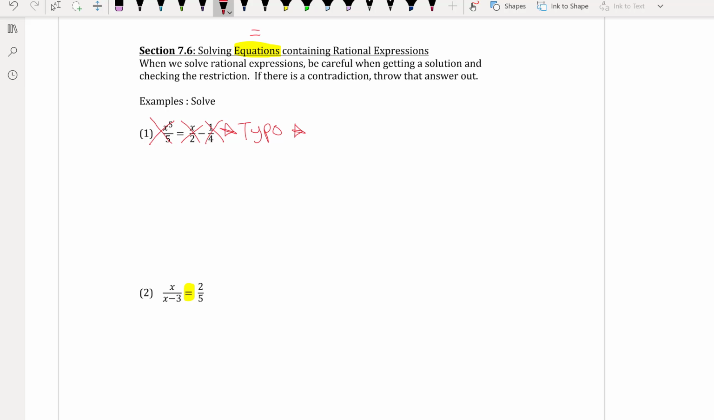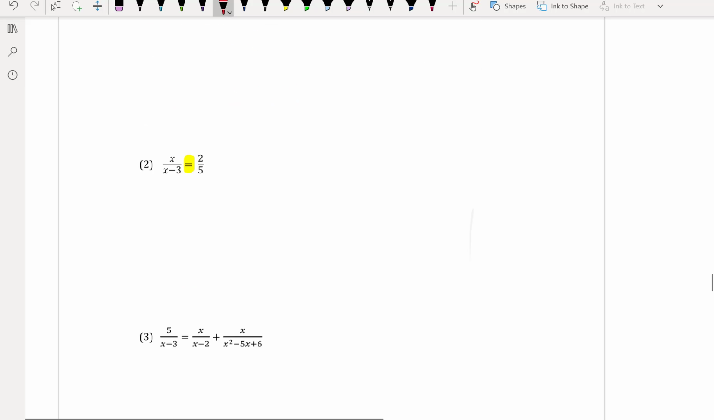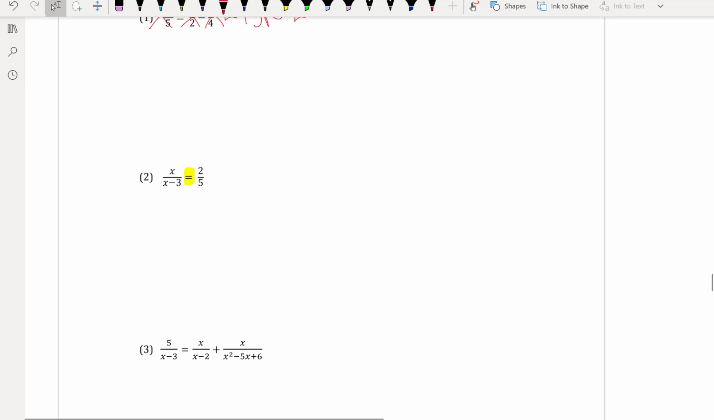And unfortunately for number 1, I had a typo. I'm not perfect, mistakes happen. So let's skip number 1 and go directly into number 2. So for number 2, we're trying to solve this.